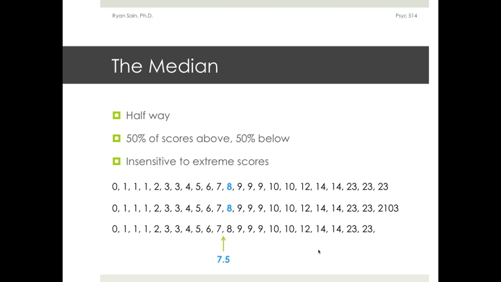If you have an even number of these buggers, then the median will fall in between two data points, right? So in between a 7 and an 8, what's the arithmetic average of that? It's 7.5. So that's how we end up with that one.